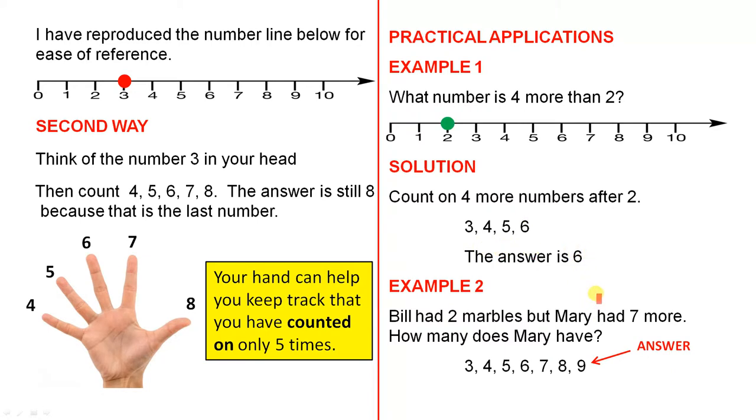Bill had 2 marbles, but Mary had 7 more. How many does Mary have? Again, think of the number 2 because that's how many marbles Bill has, and count on 7 places to the right, keeping track to make sure you only count 7. So you go 3, 4, 5, 6, 7, 8, 9. The answer is 9. So Mary has 9 marbles.